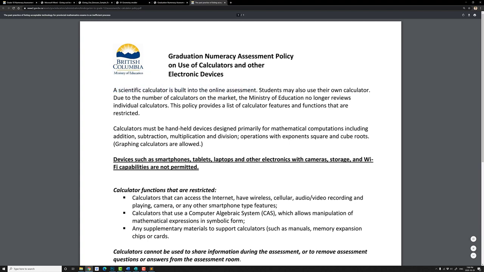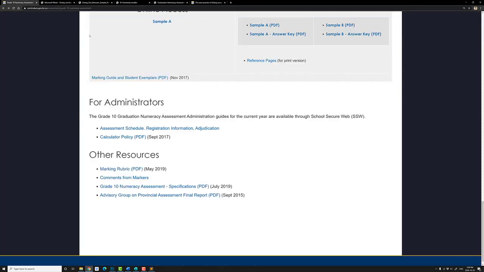A scientific calculator is built into the online assessment. However, students may also use their own calculator. I strongly advise this, as your calculator will be a lot faster and less clunky.